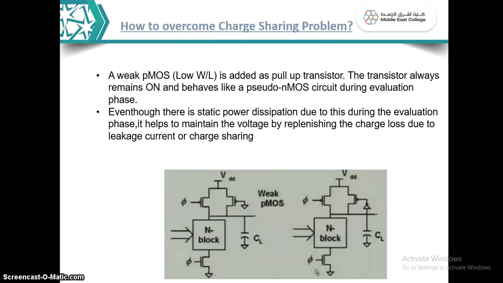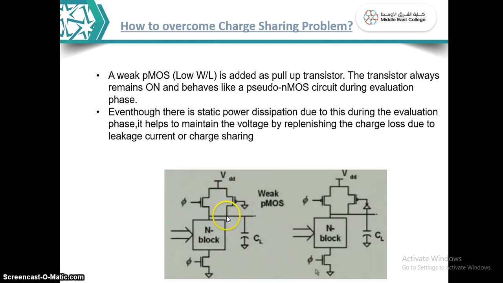So now, how to overcome the charge sharing problem? To overcome it, you can connect a weak PMOS circuit, and it is just behaving like a pseudo NMOS. If you connect a weak PMOS in parallel to the header transistor in the dynamic logic, its gate is always grounded so that this transistor will always be on.